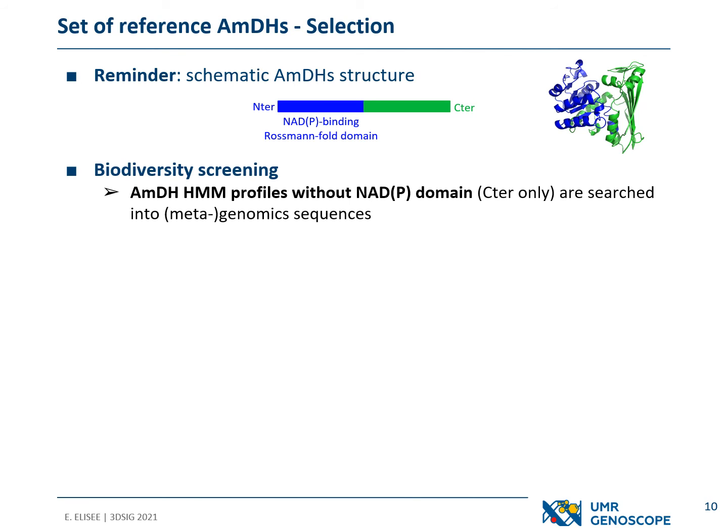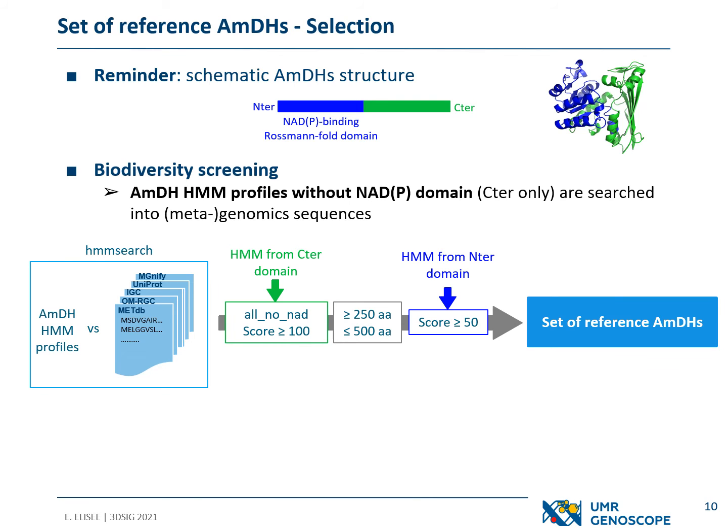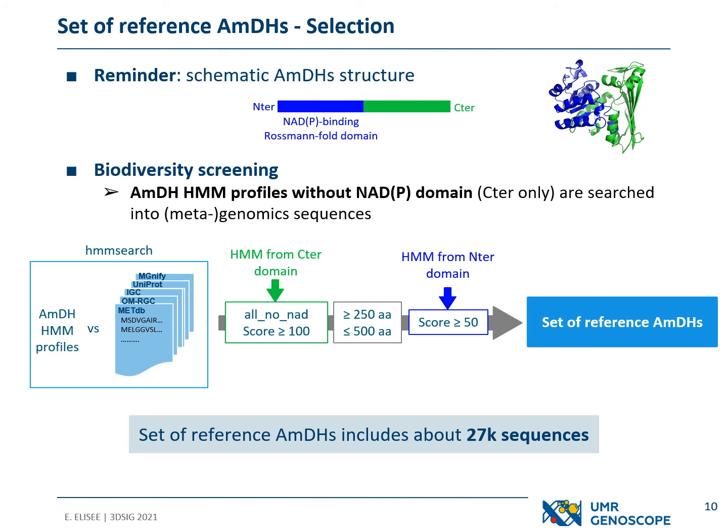After optimization, we use the AMDH catalytic domain signature built from all ISMB groups, and finally, to be sure, we screen the previous hits with the AMDH NAD domain signature. In the end, we obtain a set of more than 27,000 reference AMDH sequences.